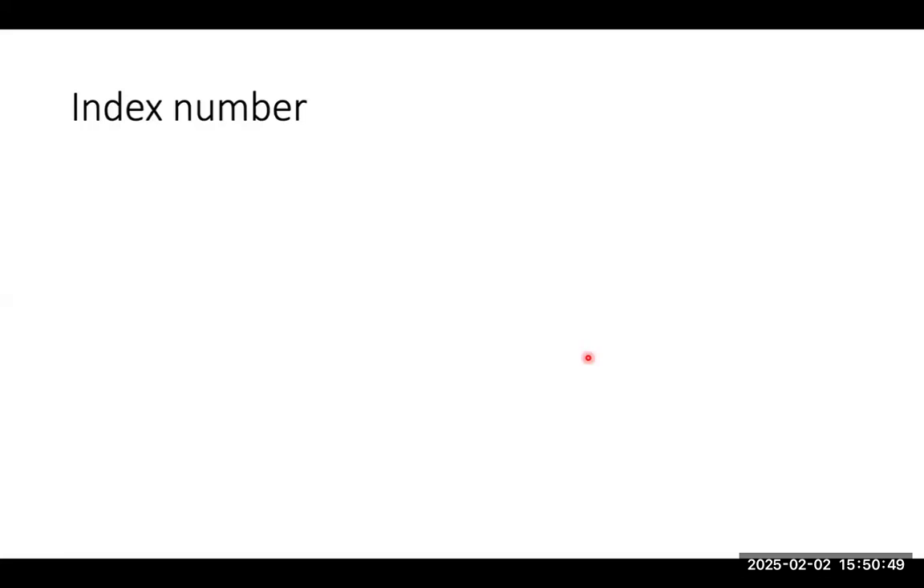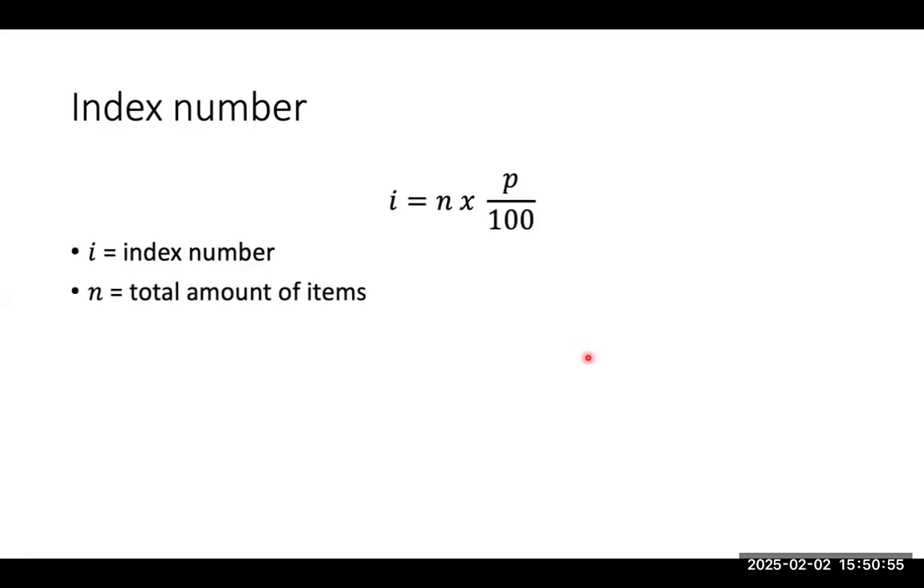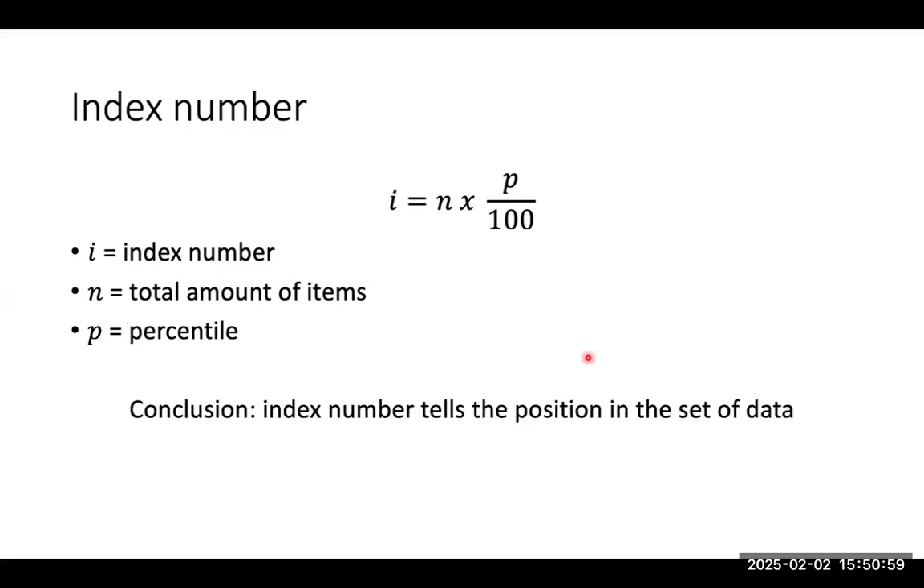The final component, index number. There's this equation where I is the index number, N is the total amount of items, and P is the percentile. The index number tells us the position in the data set.